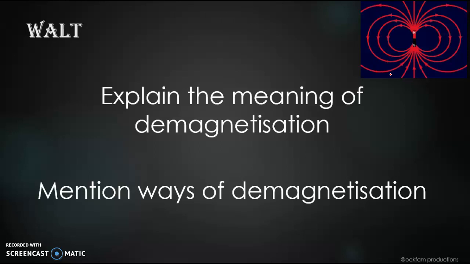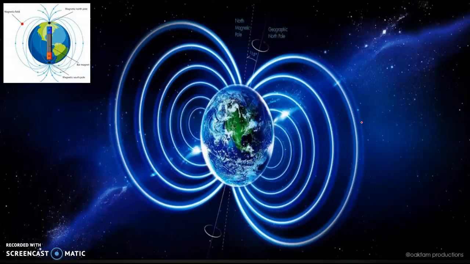All right, so we're going to explain the meaning of demagnetization, and we're going to mention ways of demagnetization. Okay, so this is a bar magnet. Just the way a bar magnet would have a north pole and a south pole, the same way the Earth too has a north pole and a south pole. If you look very carefully, the Earth is tilted 23.5 degrees. That's the position of the Earth, and you can see the magnetic field around the Earth, protecting the Earth.